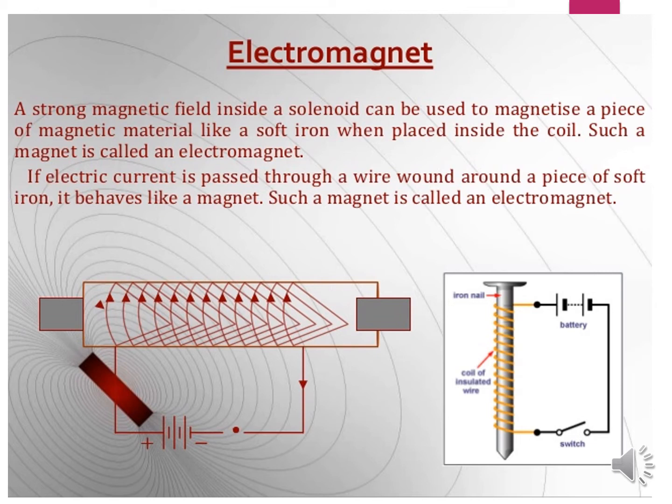Now we can see the iron rod which is wound with insulated wire, connected with the battery and this switch. You can see it acts as an electromagnet.